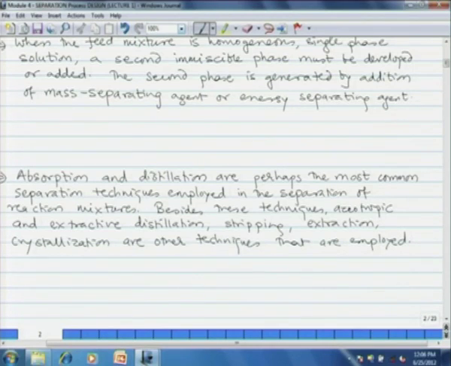In the NPTEL course of mass transfer, you have learnt the basic principles of these processes in great depth. So, I will not repeat it, but we shall see these two processes from an economics point of view. That is the additional feature of this particular NPTEL course. In addition to absorption and distillation, we also have azeotropic or extractive distillation, stripping, extraction, and crystallization as the techniques for separation of the components of the reactor effluent.